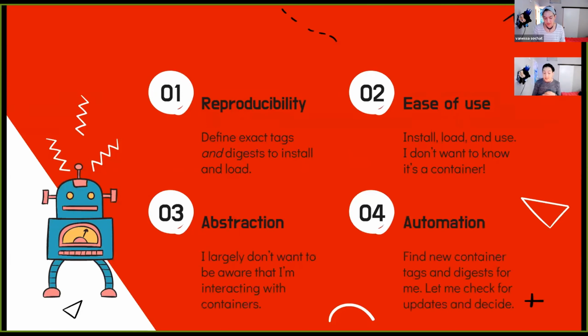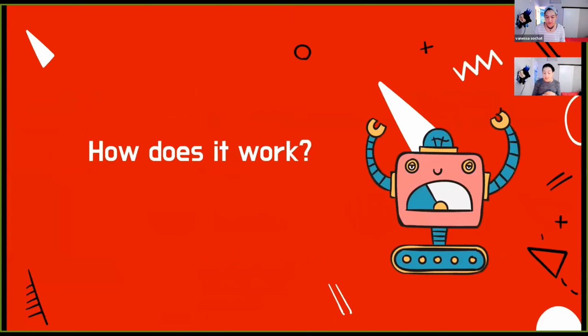And finally, I wanted automation. So once a container recipe is added to this registry, I don't want to have to manually update anything. I want this just to happen automatically. So I built a thing, and let's talk about how it works.